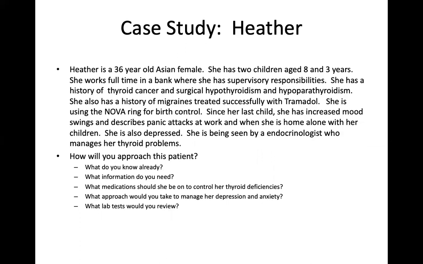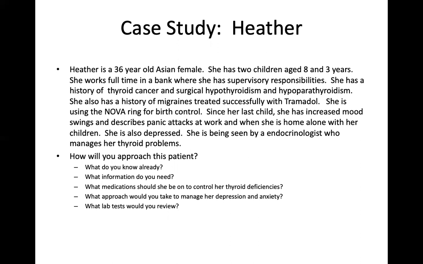Okay, Heather is another one of my favorite patients. So Heather is a 36-year-old Asian female. She has 2 children, ages 8 and 3. She works full-time in a bank where she has a supervisory responsibility. She has a history of thyroid cancer and surgical hypothyroidism and hypoparathyroidism. Remember, she doesn't have a thyroid at all. The little parathyroid glands are embedded on the thyroid, so if you take the thyroid out completely, you also take the parathyroids.